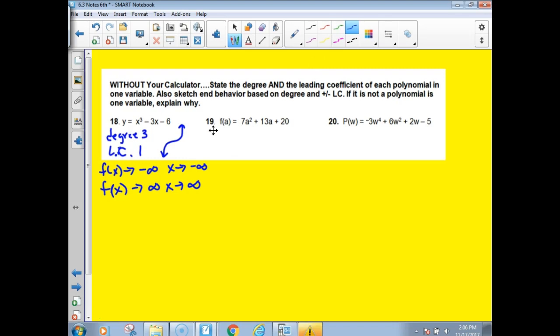Okay, 19 is degree 2. It has a leading coefficient of 7, which is positive. Therefore, I expect the end behavior up, where f of x is approaching infinity on the left as x approaches negative infinity. And f of x is also approaching infinity on the right-hand side as x approaches infinity.